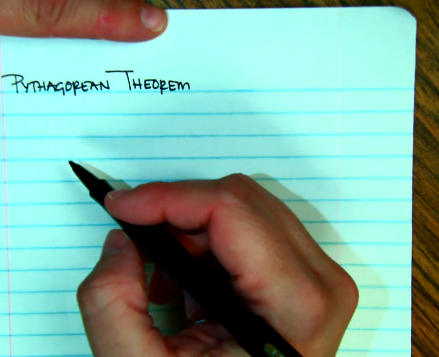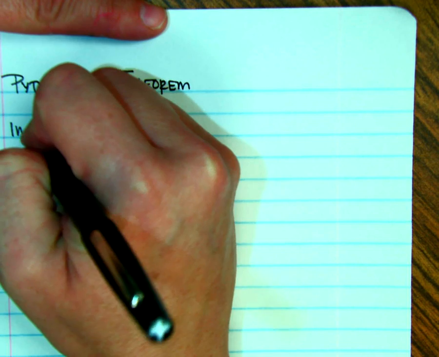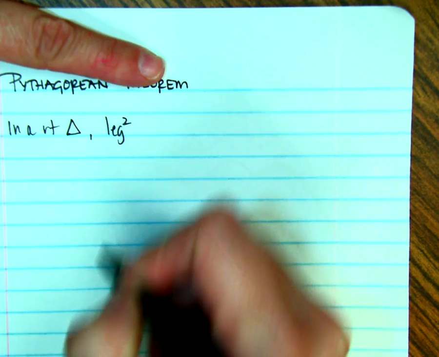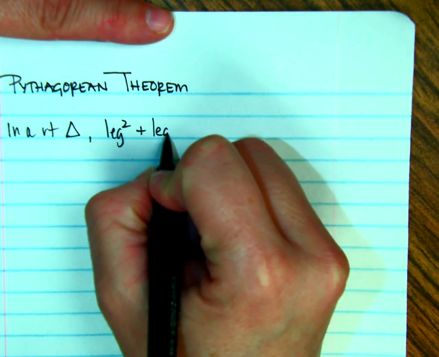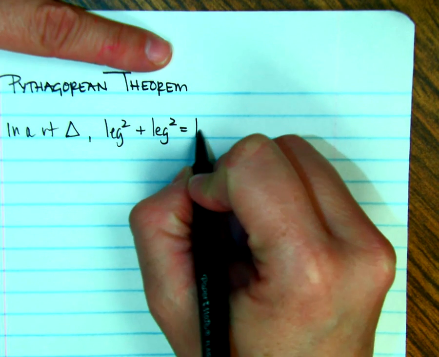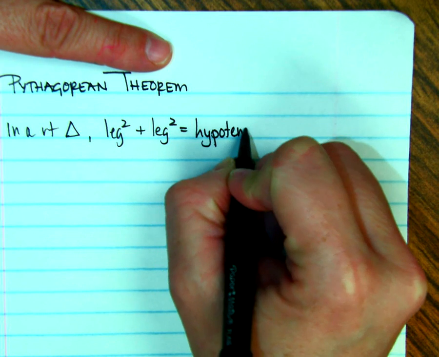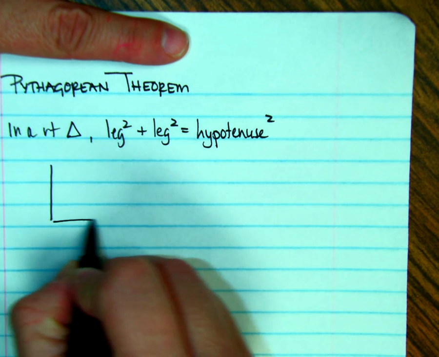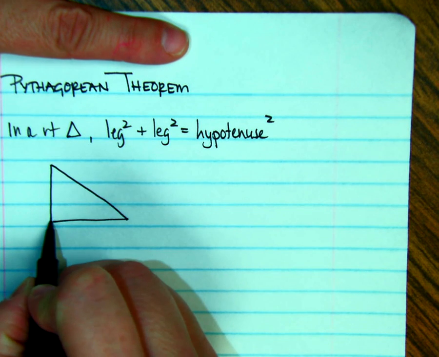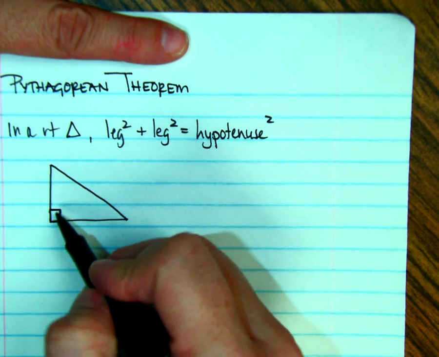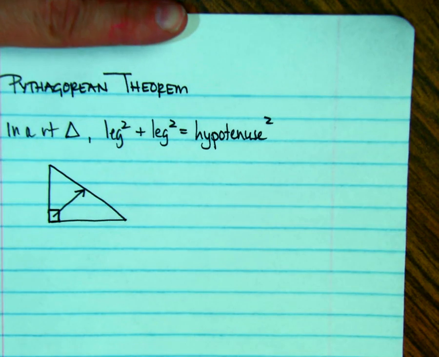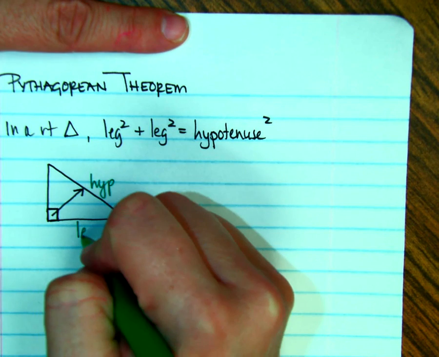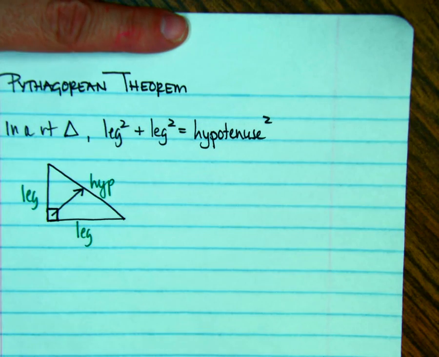And we learned that in a right triangle, that is a key, in a right triangle, the leg squared plus the other leg squared equals the hypotenuse squared. So in a right triangle, you need to remember that the side opposite the right angle is called the hypotenuse. And then the other two sides are just called legs. Okay?